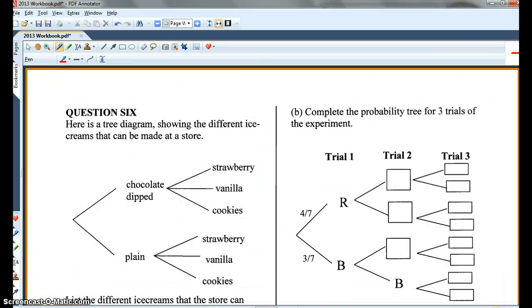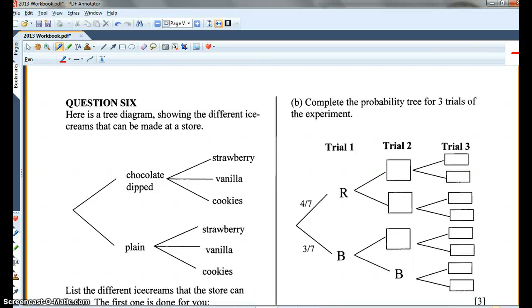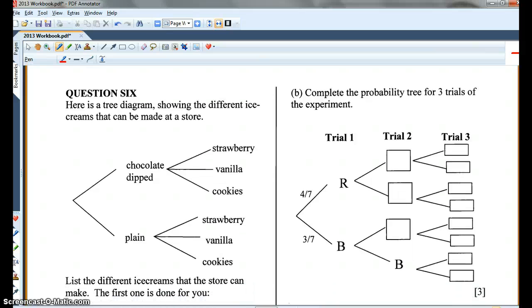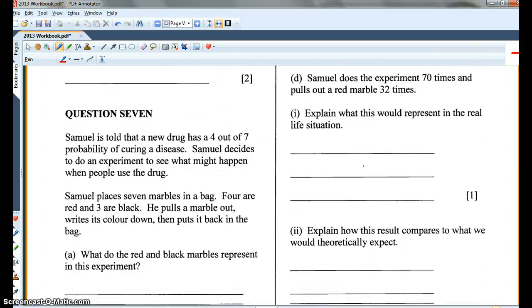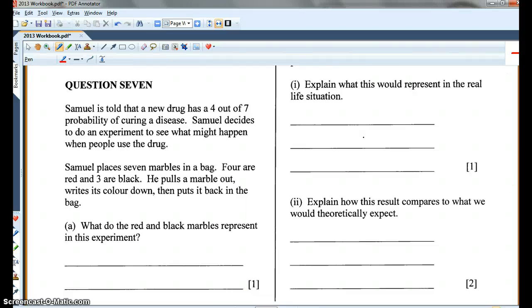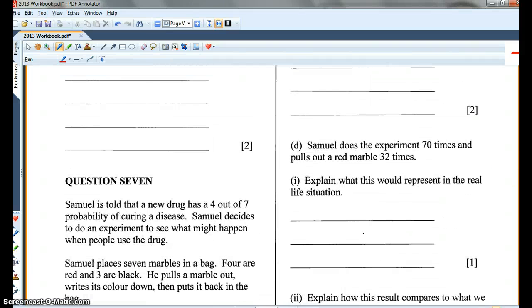Next page. Oh, I've done this one already. I've videoed that one, yeah. Damn. Oh, the chocolate one, that was videoed. I think I've done the marble one. Where did I stop though?